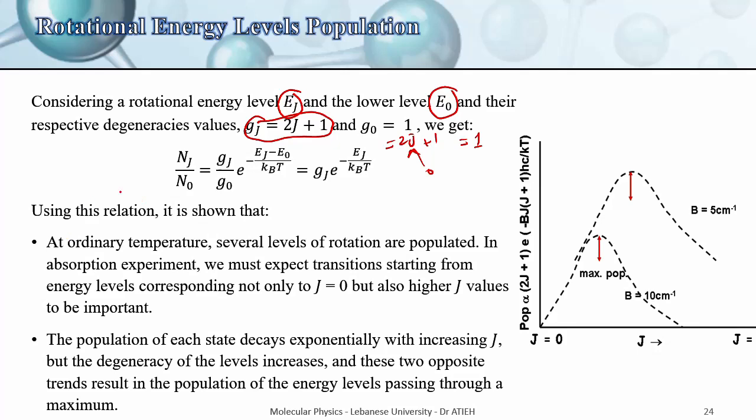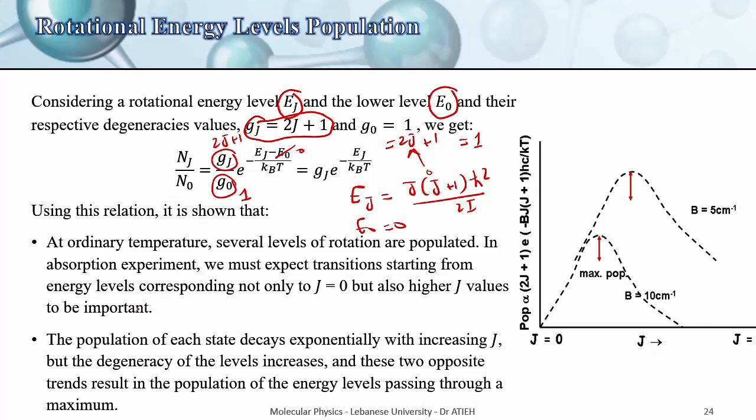Applying the Boltzmann distribution, this is 2J plus 1, and this is 1. We get Gj exponential, and the energy for sure is considered to be 0. Remember that Ej equals J(J plus 1) h bar squared over 2I, so E0 will be equal to 0 if we substitute for J0. That's why we have cancelled the ground state energy.